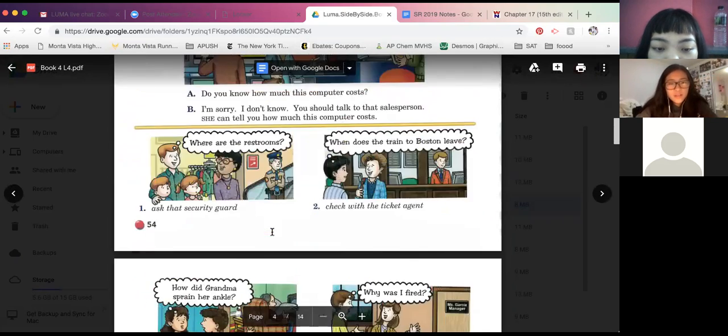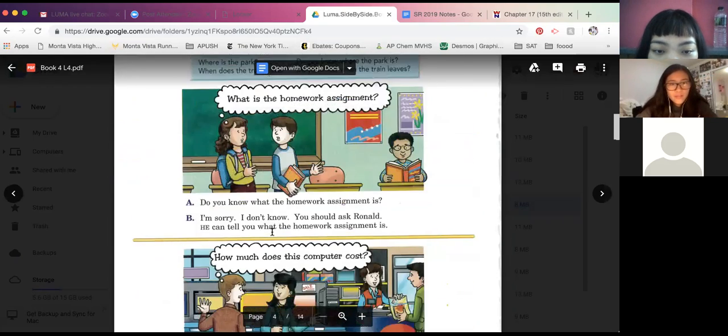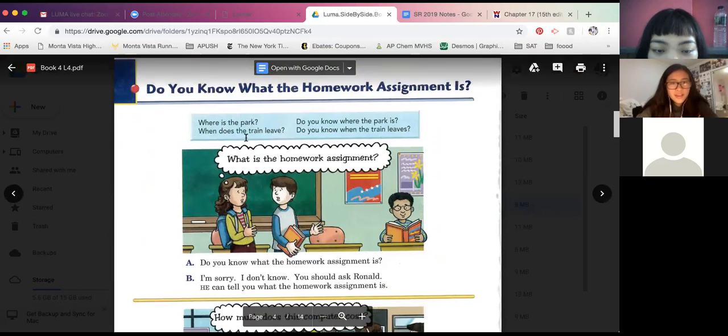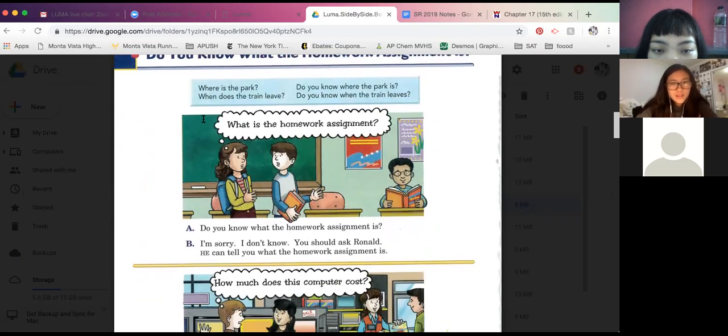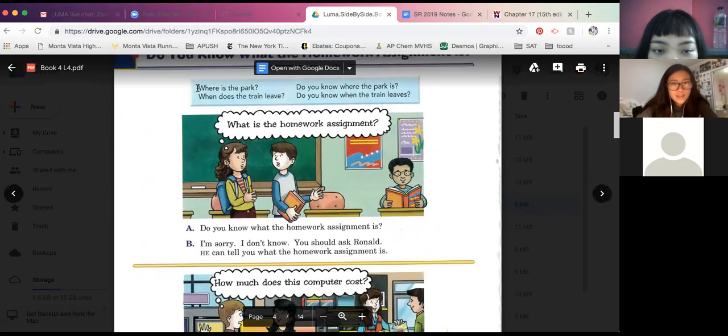Okay, so for this one, wow, that's a lot of text. So let's go through the example first. In the blue at the top it says, where's the park? Do you know where the park is? When does the train leave? Do you know when the train leaves? So this is the actual embedded questions part.